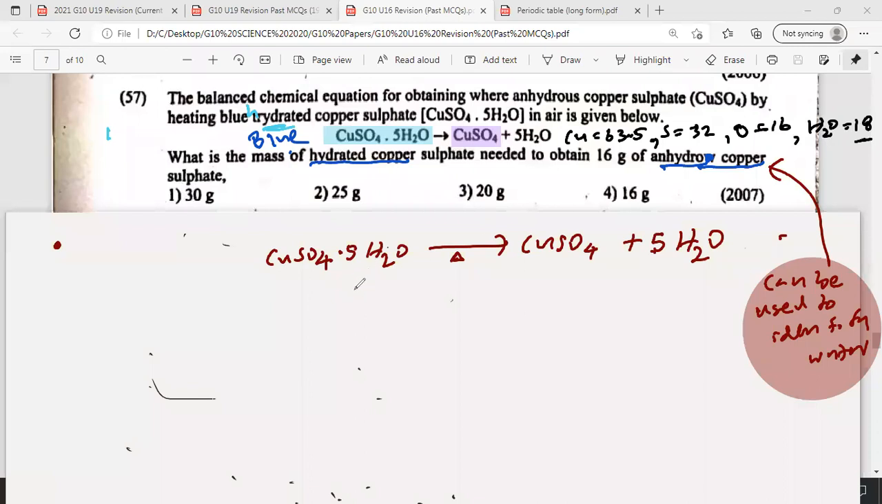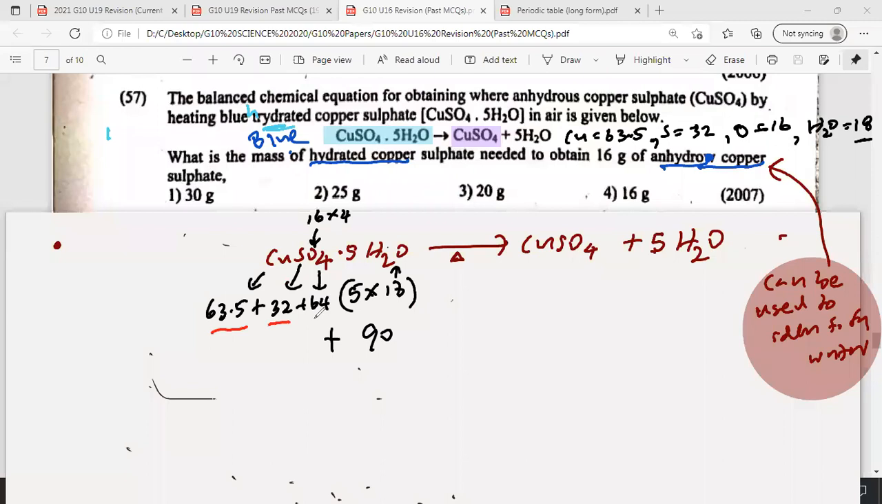Now you get 5 times 18. One water molecule is 18, and 18 times 5 gives 90. Plus copper 63.5, plus sulfur 32, plus 4 oxygen atoms, which gives 64. How come 64? 16 times 4 is 64. When you add all these: 63.5, 32, 64 and 90, what is the total? We'll take these three first.